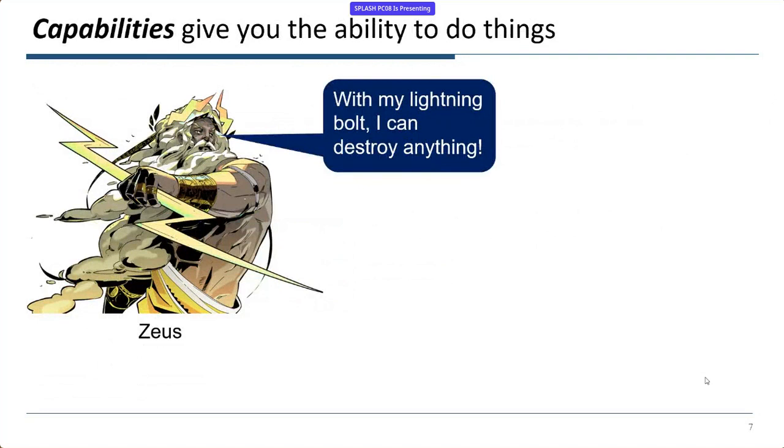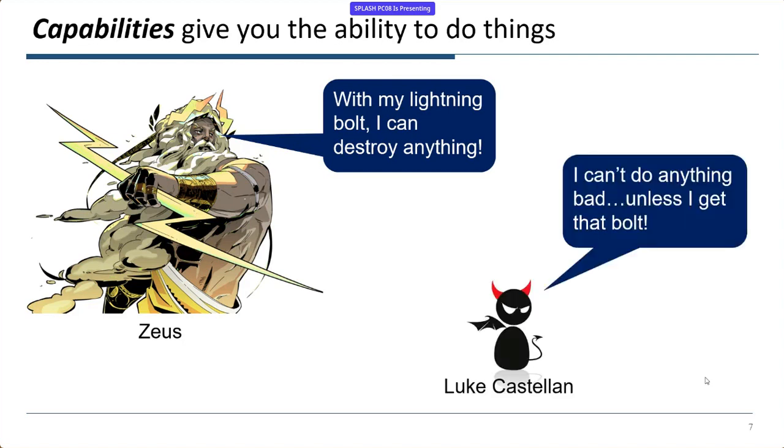Okay, I'm going to use the analogy of Zeus and his lightning bolt. With his lightning bolt, Zeus can destroy anything. So a capability is the ability to do things, possibly dangerous things. And so, if we go to Rick Riordan's universe of Percy Jackson, the villain Luke Castellan can't do anything unless he can steal the bolt from Zeus, right? And there's this whole story that is built around that. So how can we use this kind of security paradigm?